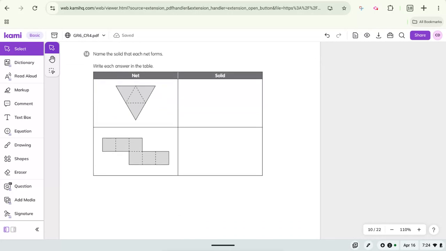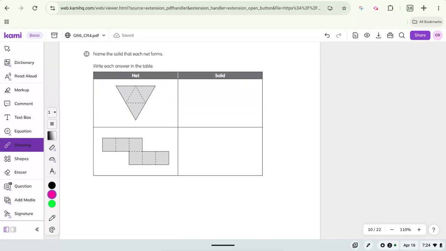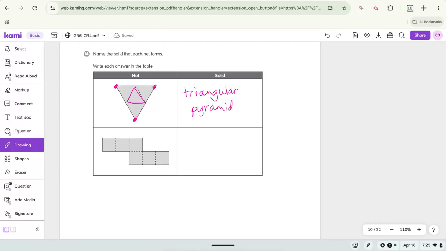For number 14, it says name the solid each net forms. We looked at something similar to these earlier. This first one, we have this triangle base. All the other triangles will fold up, and these points will all meet to be the tip of the pyramid. So this is a triangular pyramid. Remember that a pyramid, like a prism, is always named for its base. And since its base is a triangle, it's a triangular pyramid.